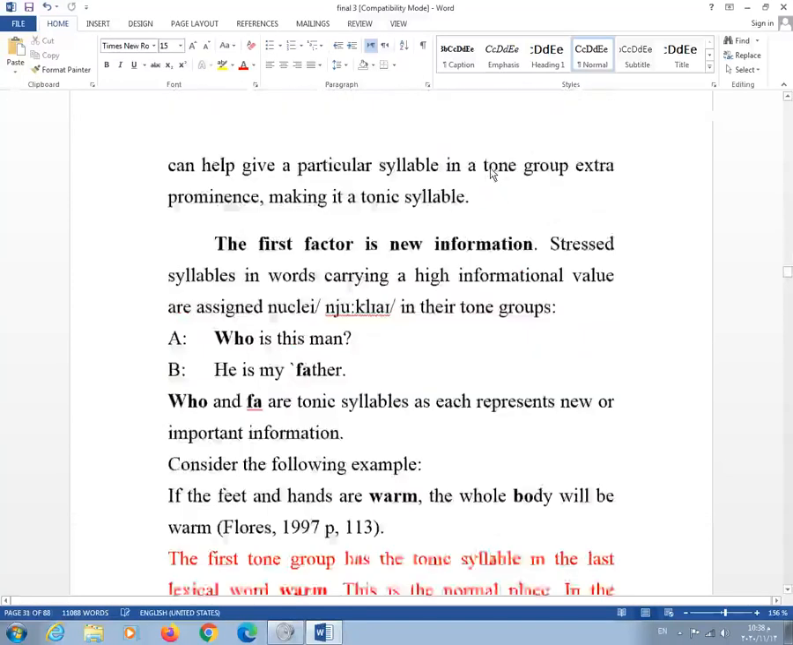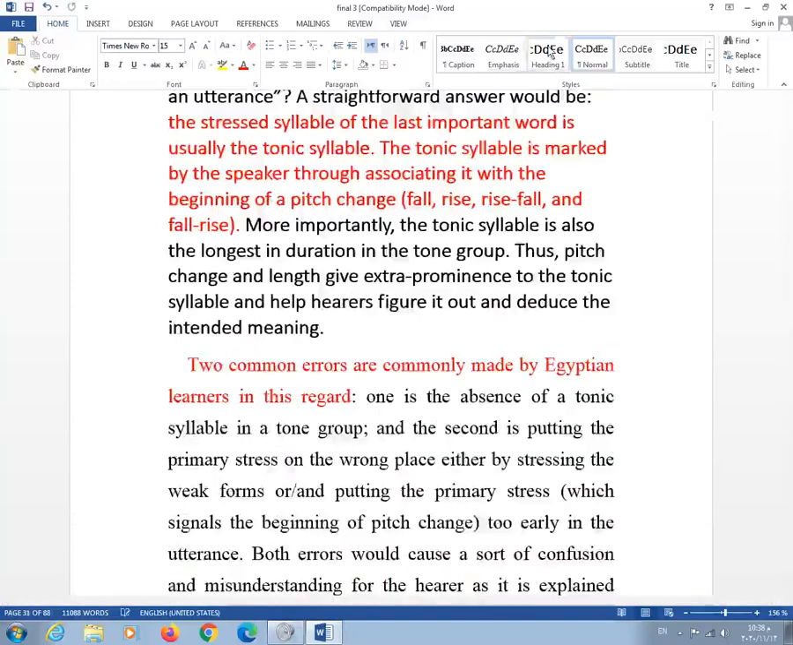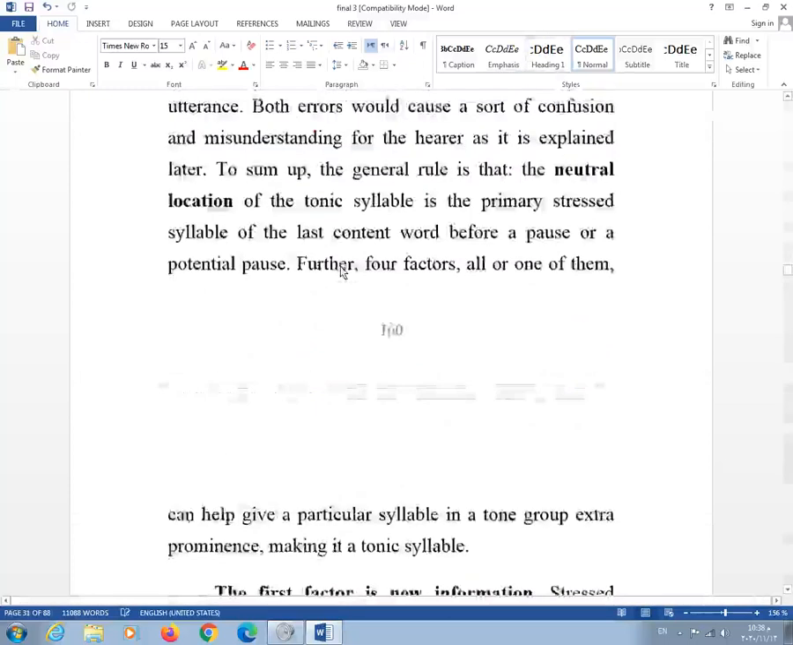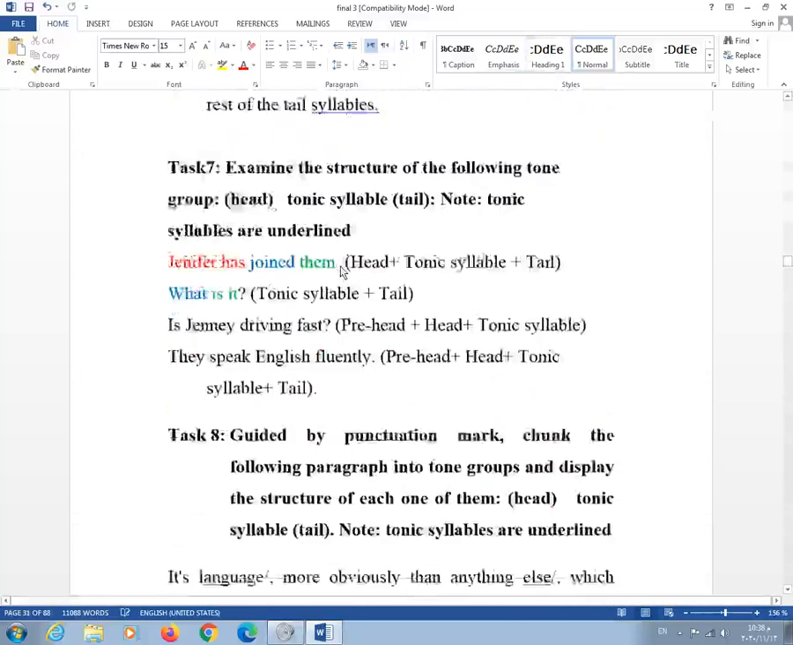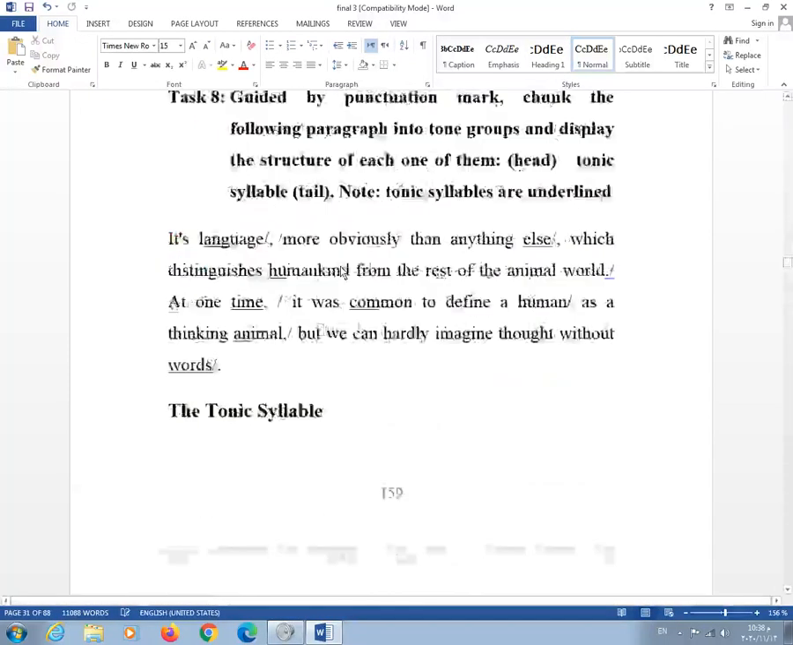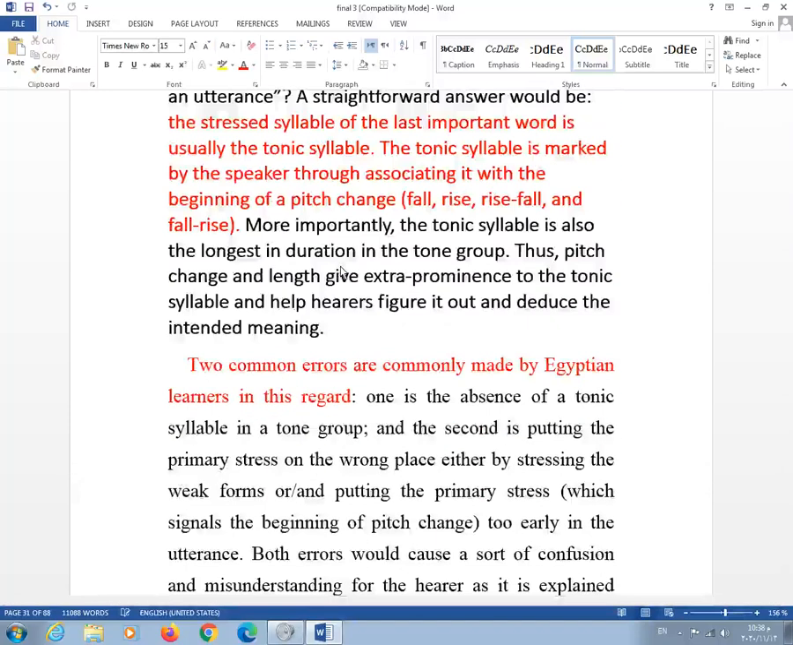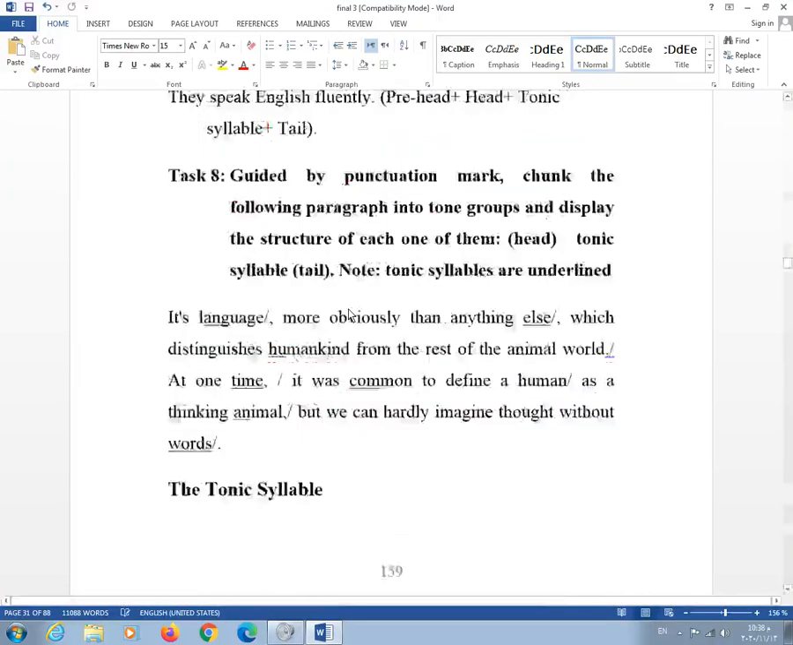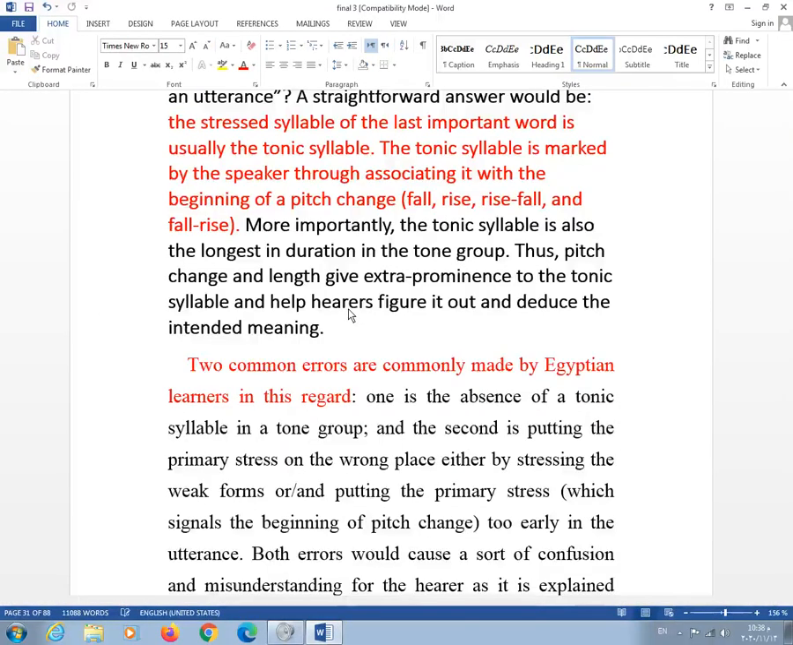Yes. The last thing I want to talk about is two common errors that must be noted here. Two common errors are commonly made by Egyptian learners in this regard. One is the absence of a tonic syllable.